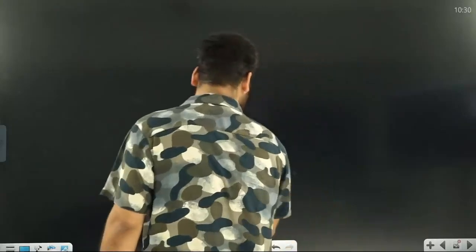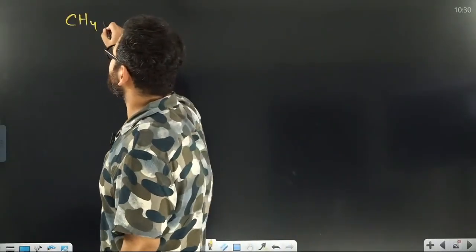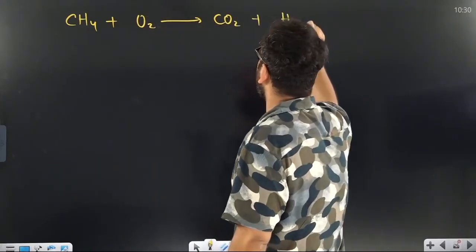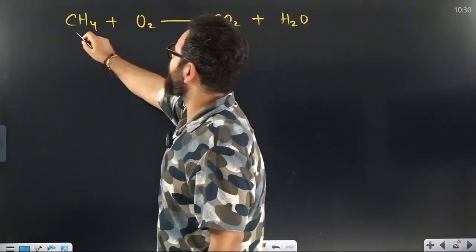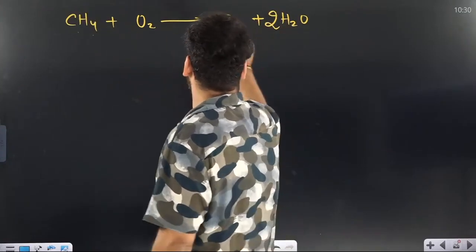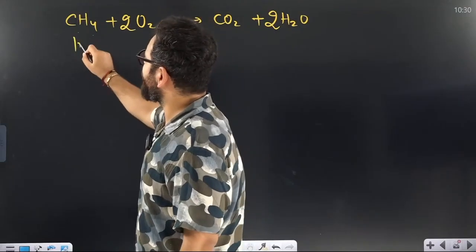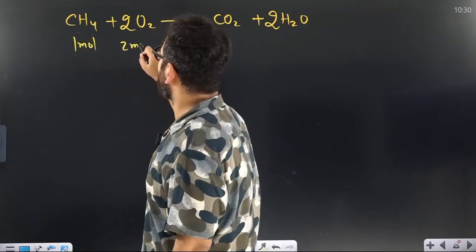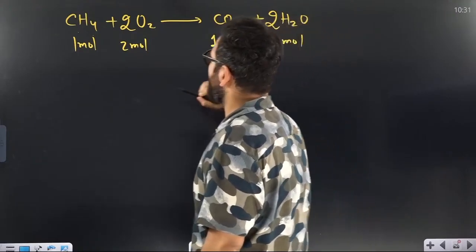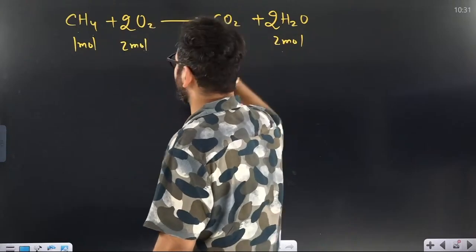Only 80% of the reaction is able to take place. So product will be produced less than expected. I will write CH4, O2, CO2, H2O. Balance. 1 carbon, 1 carbon. 4 hydrogen multiplied by 2. 4 oxygen multiplied by 2. Writing the mole data. 1 mole, 2 mole, 1 mole, 2 mole.